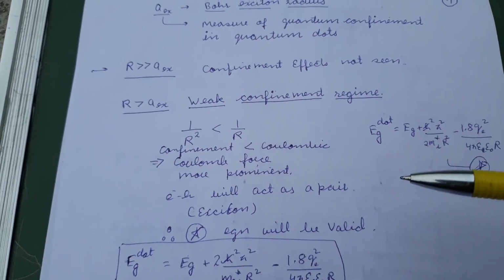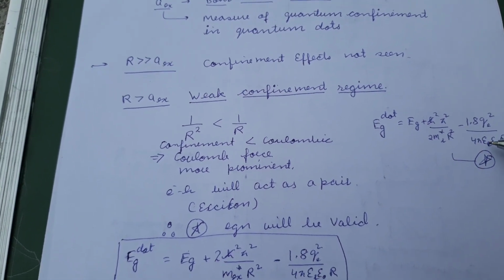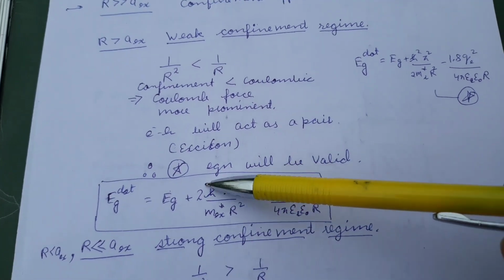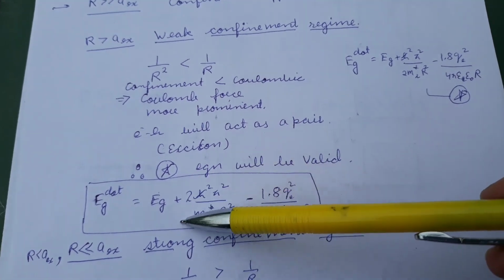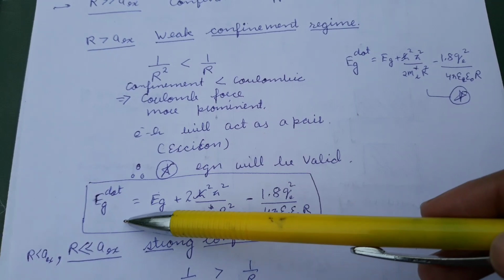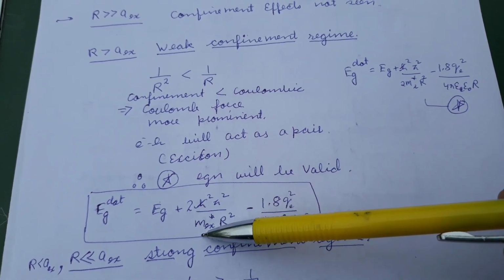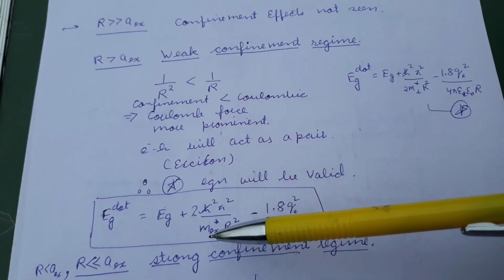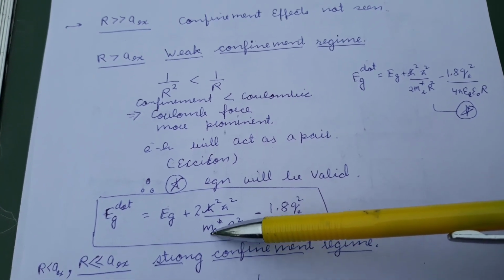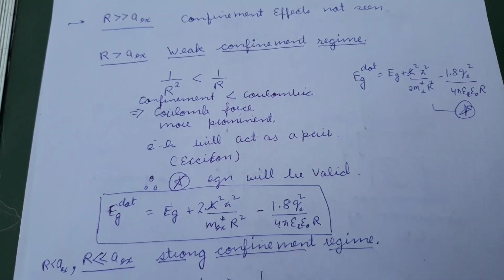So electron and hole will act as a pair because of this Coulomb attraction, and therefore we can talk about electron and hole together, and we can use the Brus equation, and instead of the reduced mass we'll use the excitonic mass, which is also in a way a reduced mass of electron and hole.